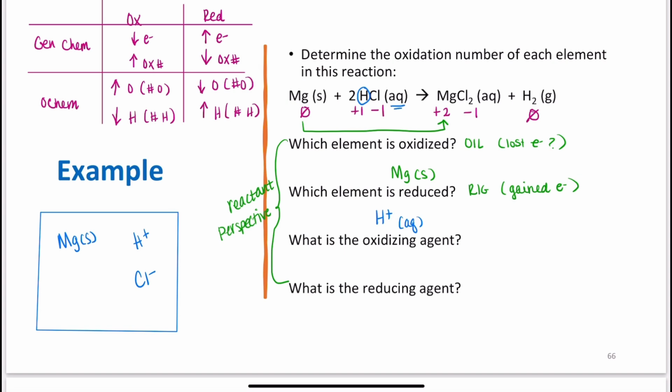What is the oxidizing agent? The oxidizing agent is reduced itself. It accepted the electrons. Who did that? That H plus did it. It accepted the electrons to form H2 gas. And who is the reducing agent? Well, this is oxidized.